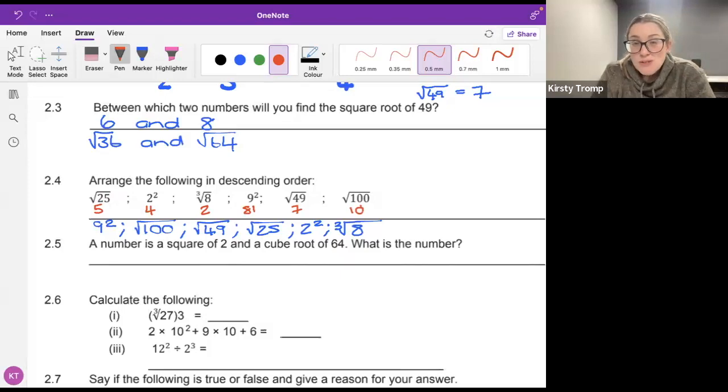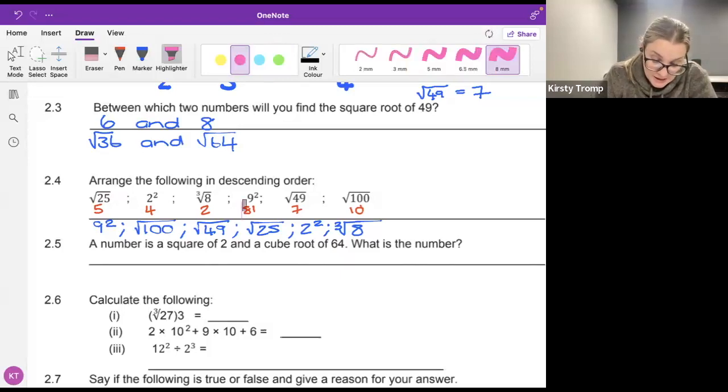Now that I know what all of those mean, guys, now I can put them into an order. I can put them from biggest to smallest. And when I put them from biggest to smallest, I see that the biggest number there is 9 squared. Let's make the color a little bit brighter so we can actually see what's going on. So I write down the 9 squared. The next biggest number after 81 will be 10. So it's the square root of 100. So I write square root 100.